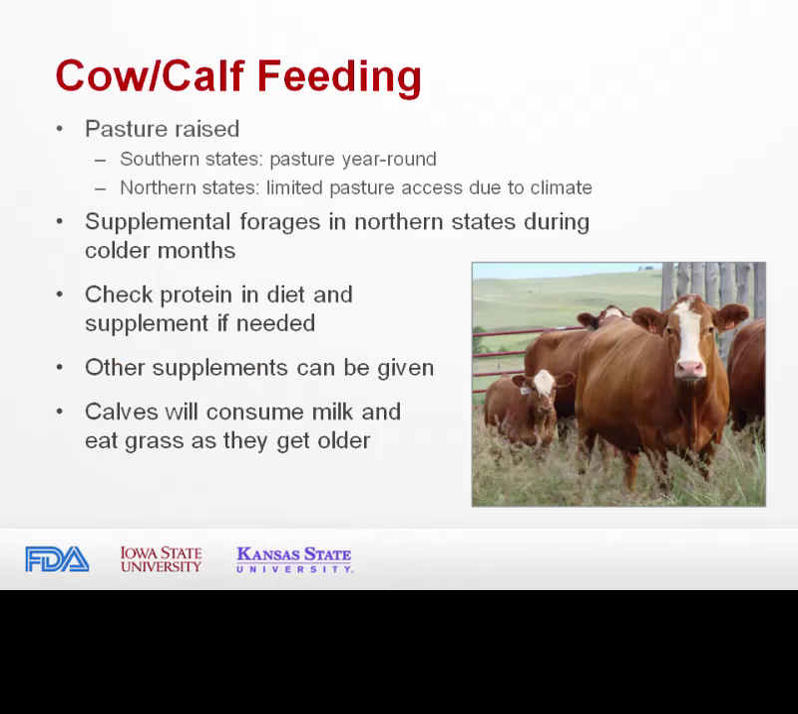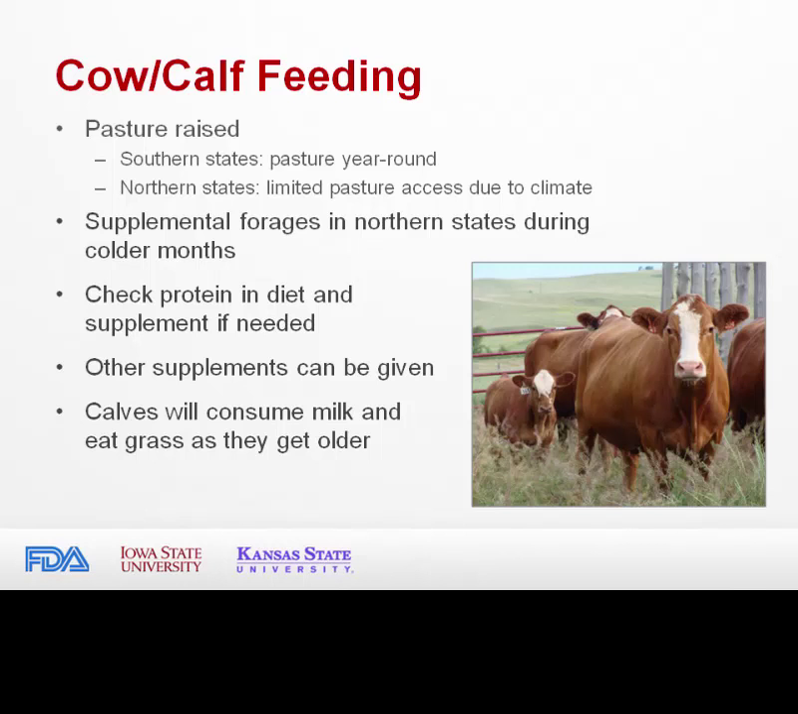Many cow-calf operations will raise cows and calves on pasture for a large portion of the year. The region of the United States within which the herd is located will determine the amount of time that the cows and calves will spend on pasture. Southern states will usually have pasture vegetation all year round and will be able to keep cattle out for the duration of the calving and growing season. Northern states with a varying climate will only have pasture accessibility during the warm growing months. In those northern states, producers will provide supplemental hay and/or silage during colder months.